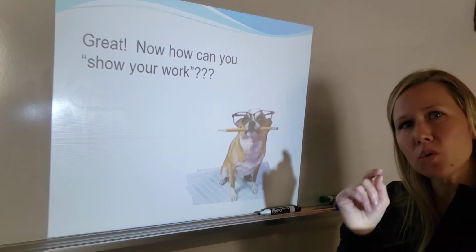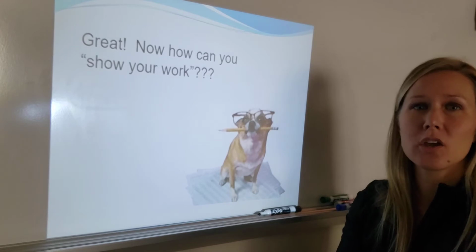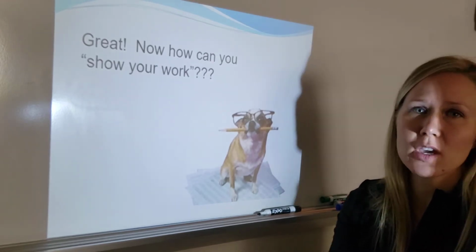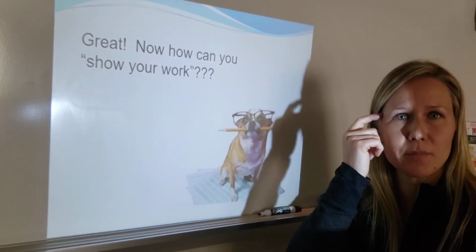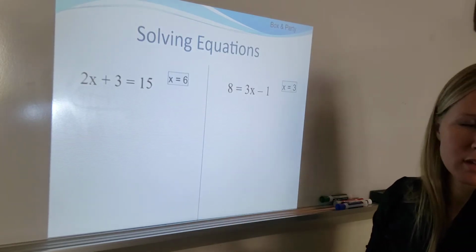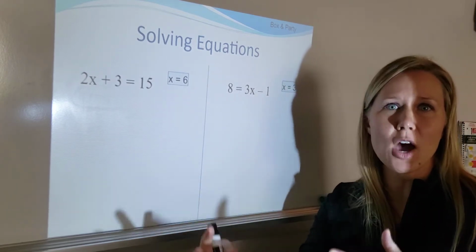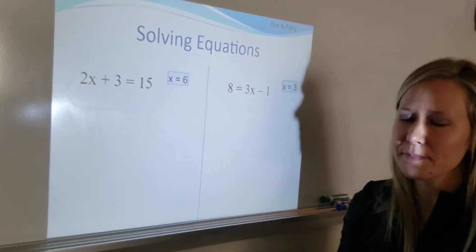But how do you show your work? Because we need to be able to show the steps that we're doing in order to get our answer. Especially when the equations get really tough, it's hard to keep it all up in our head. So these are the two equations that you just solved. We know the answer is 6 here, and we know the answer is 3 here. So how do you work that out and actually show the algebra?